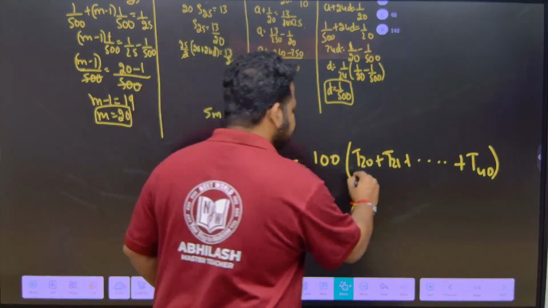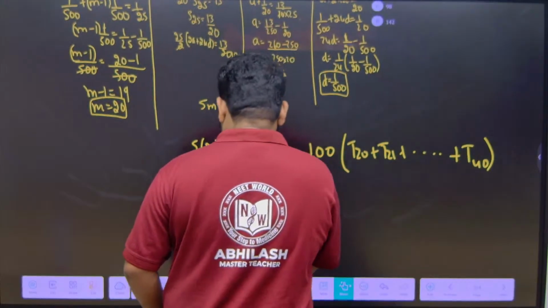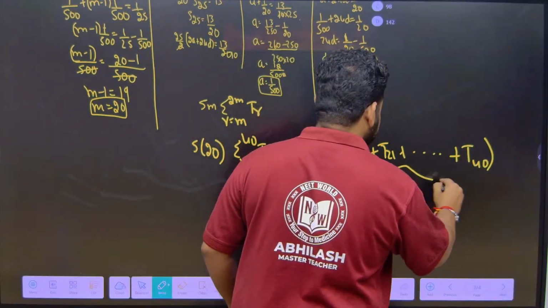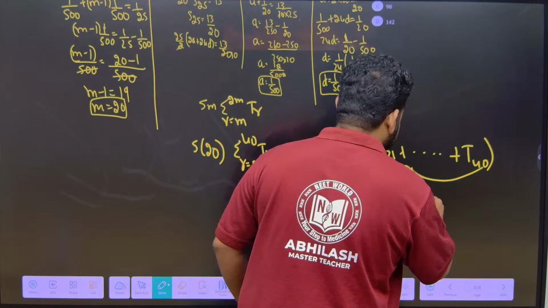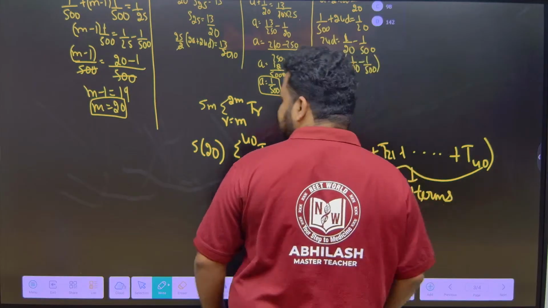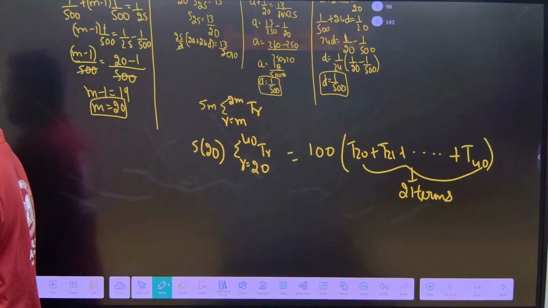So the number of terms here is how much? The number of terms here is 21 terms.